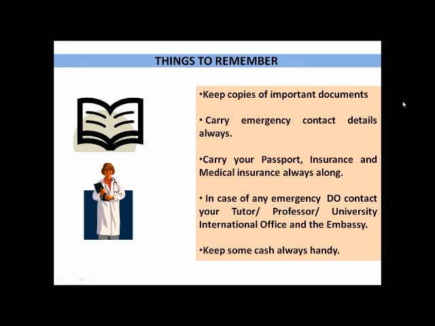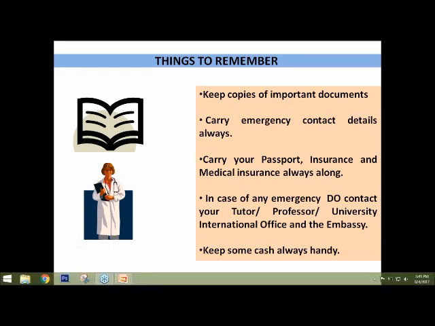Some more things to remember: keep copies of your important documents. It's very important because one of my friends lost a lot of documents and he was able to track them back because he had a separate copy. So make sure you copy all your important documents. Carry emergency contact details always, other than your mobile phone. Please write down your emergency contact details on a small diary or a slip or something which is there in your carry bag, in your pocket. Carry your passport, insurance and medical insurance always along while you're traveling, while you're in the city, in the university.